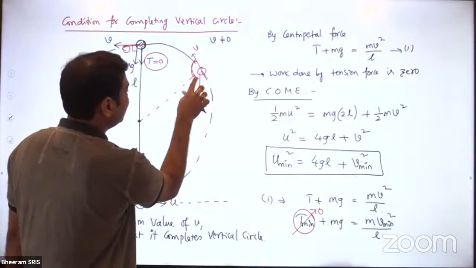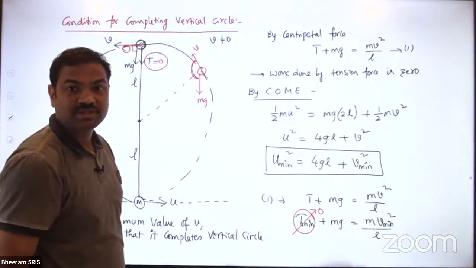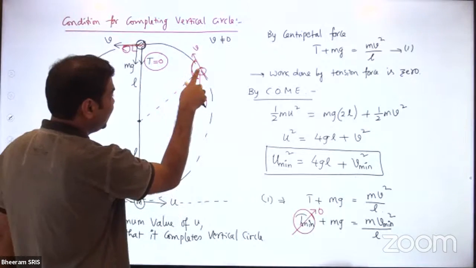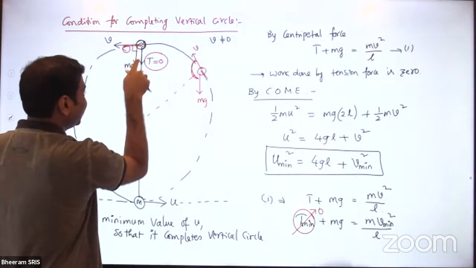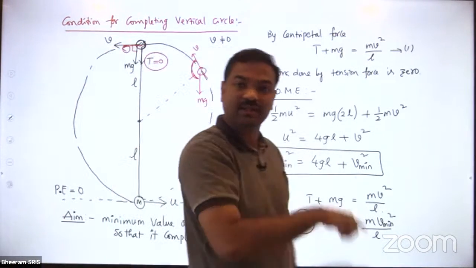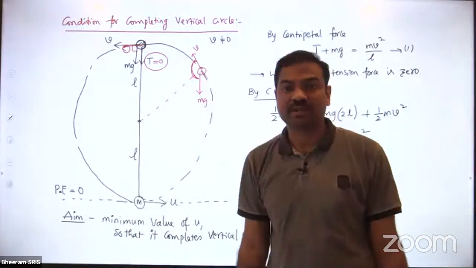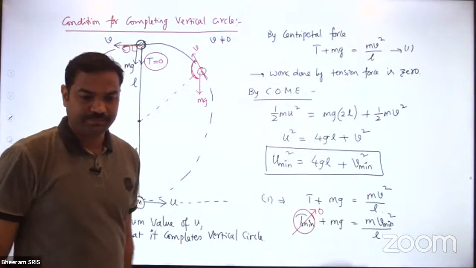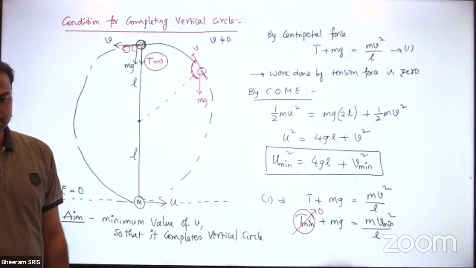So mg won't support circular motion here, but mg can support the circular motion here, because mg and velocity are perpendicular. Here mg and velocity are not perpendicular. So that's why if tension is 0 at this place, it will leave the circular path. But here, even if tension is 0, it won't leave the circular path. It will follow the circular path only. It will continue in the circular path even though you are taking the tension as 0 at the highest point. Hope you understood. Any doubt, let me know.